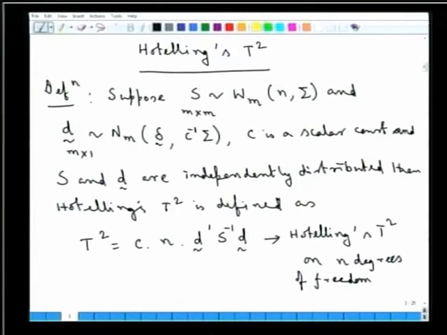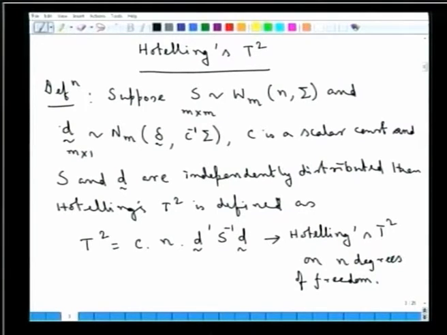So this has got a Hotelling's T-square distribution on n degrees of freedom. The degrees of freedom n is associated with the degrees of freedom of the associated Wishart distribution, which comes as a constituent part of this Hotelling's T-square distribution. Now the thing to be noted here is that we are just looking at two sets of random variables. One is a random matrix, another one is a random vector, and we have a Wishart distribution of the random matrix, and we have a multivariate normal distribution of the random vector, and critically we would require independence of this random matrix S and this random vector D.